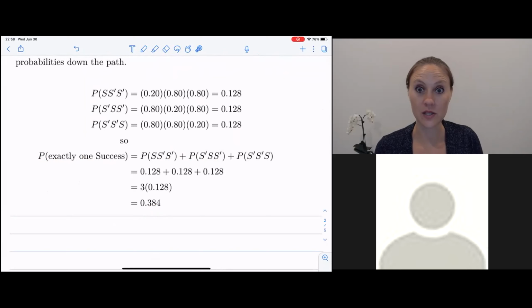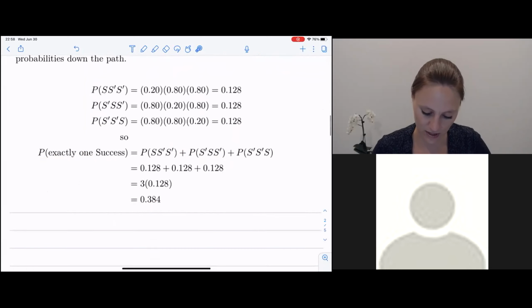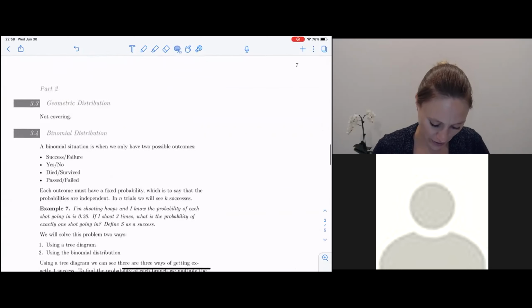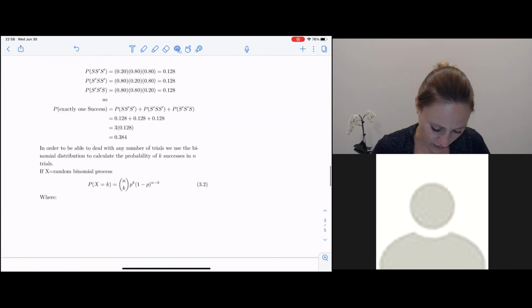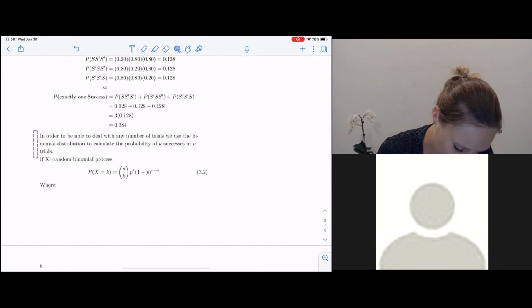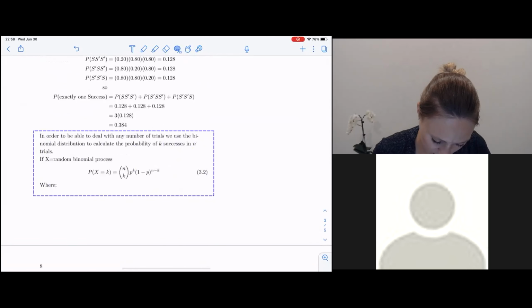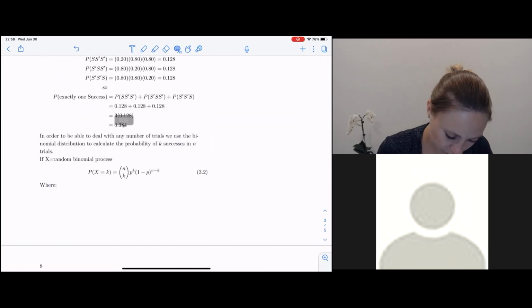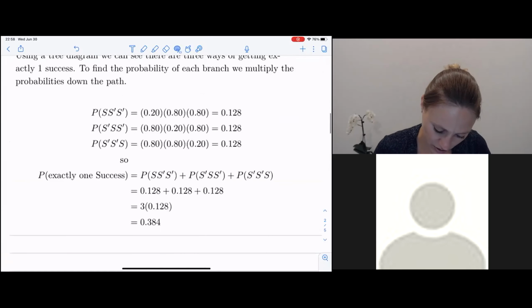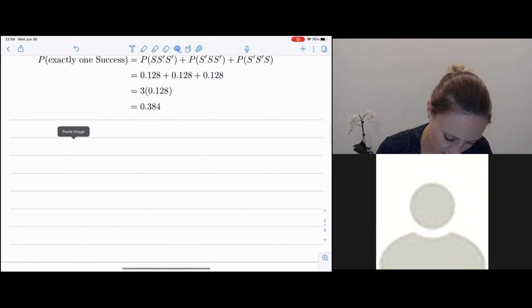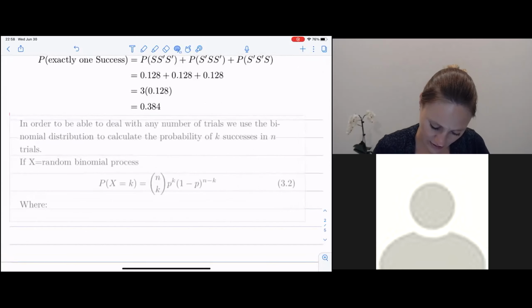Okay, so that's good. So we know how to do that. It's a little bit tedious, but we know those mechanisms, and we have done that before. So now I want you to remember that you know how to do this when I introduce the binomial distribution.